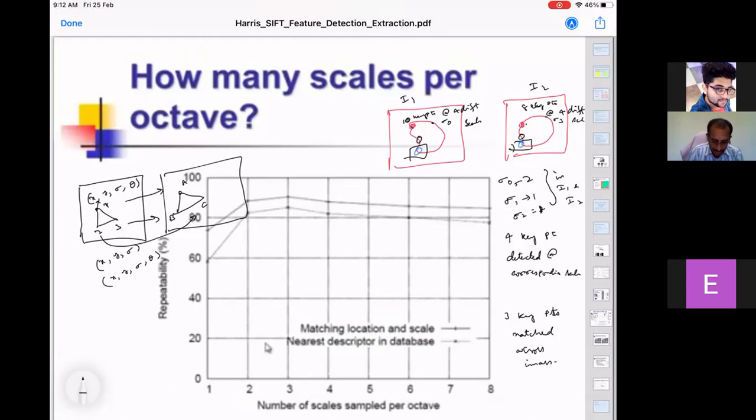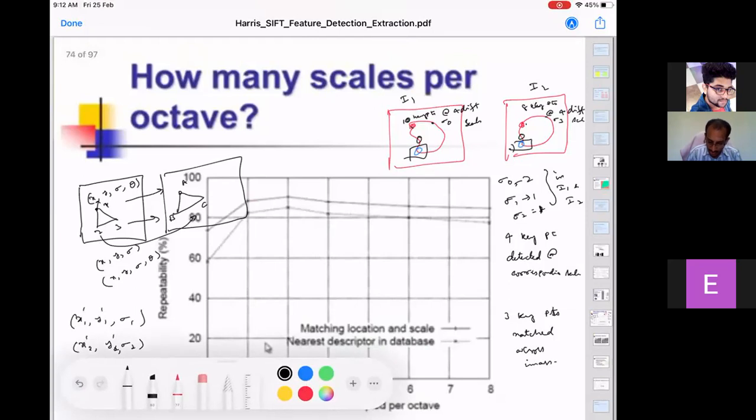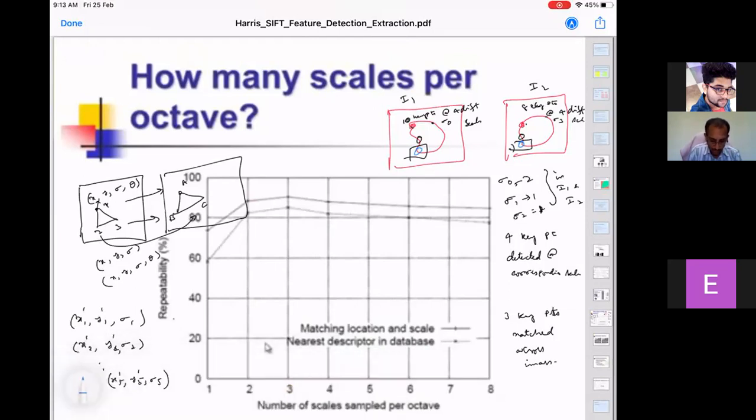What I'm saying is, say for example, here I know x1, y1 and sigma 1. This is one key point. I know a priori the second key point, x2, y2 and sigma 2, and so on, up to x5, y5 and sigma 5. These are the key points in the first image. I put 1 on top just to indicate it's the first image. I also know that in the second image there are 4 key points.